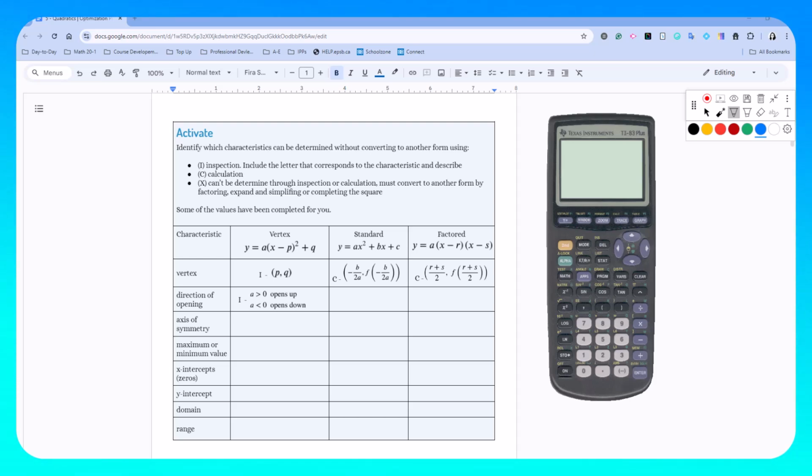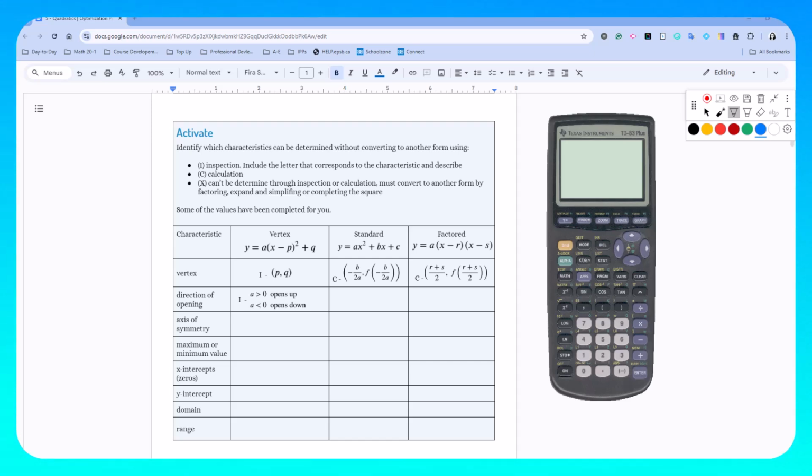So let's get started. To get going here, we're going to backtrack and look at the three different forms of quadratic functions: the vertex, standard, and factored form. What I would like you to do is, going through past notes or memory, write down which characteristic can be determined through inspection and put an I there. And if it can be determined through inspection, let me know how you can do that.